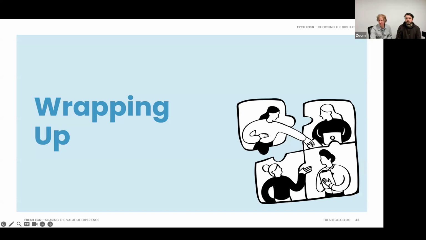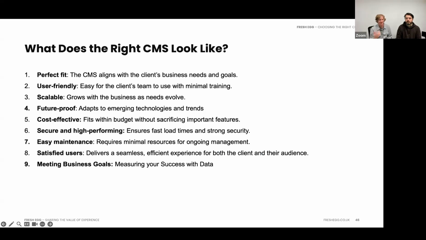So, wrapping it up. We've got about 15 minutes left, so I'm just going to wrap up with a slide, and then we've got a few questions to go through. What does the right CMS look like? It's everything we've spoken about, and again, it's about getting that balance between the perfect fit. It aligns with you because it allows you to do what you want to do, but it also meets your business needs and goals.